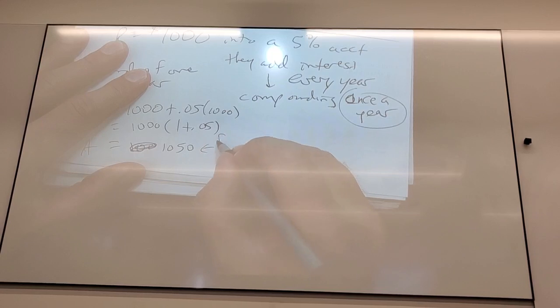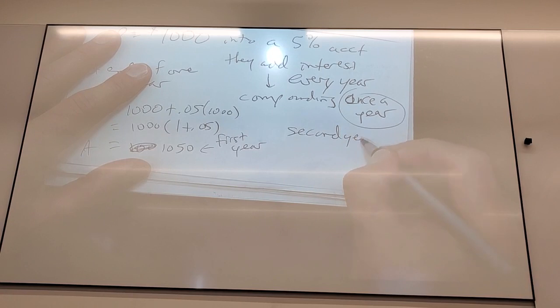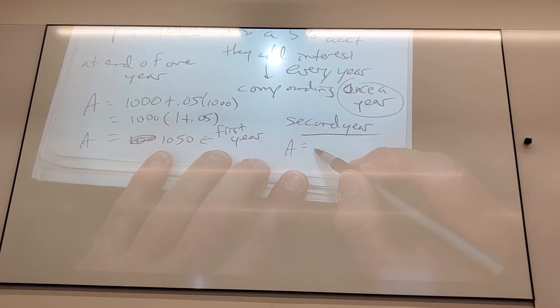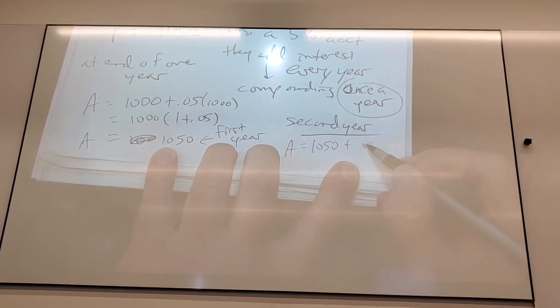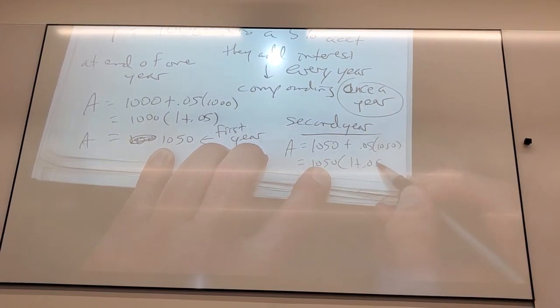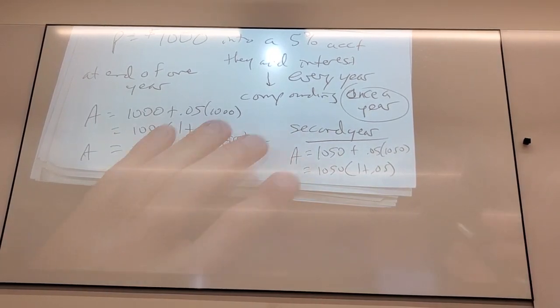So this is the first year. How about the end of the second year? The amount's going to be based on how much now? 1,050 plus 0.05 times 1,050, or 1,050 times 1 plus 0.05. I almost don't care about the answer, but you can get the answer. What's the answer going to be? It'll be 1102.50. Is that right? Okay.